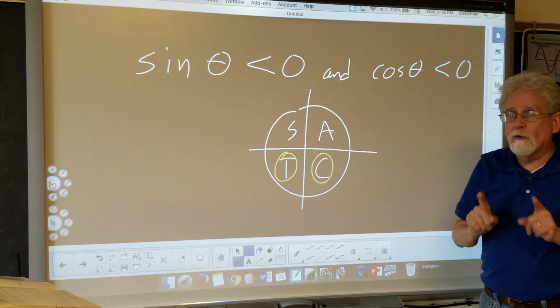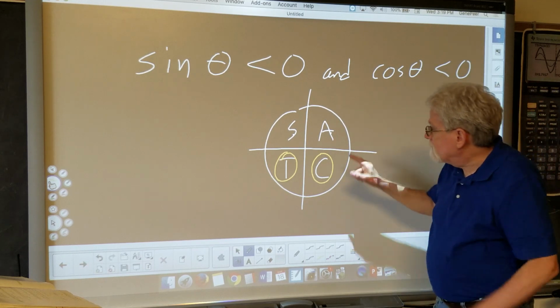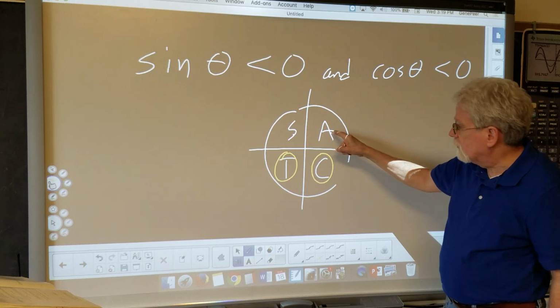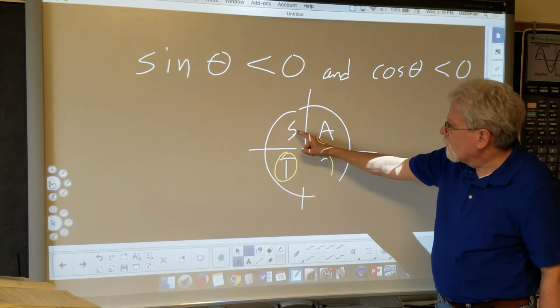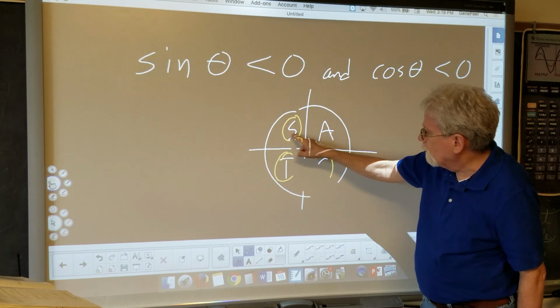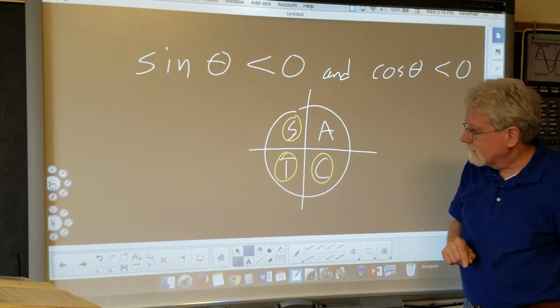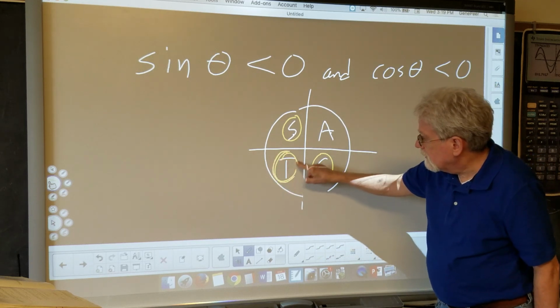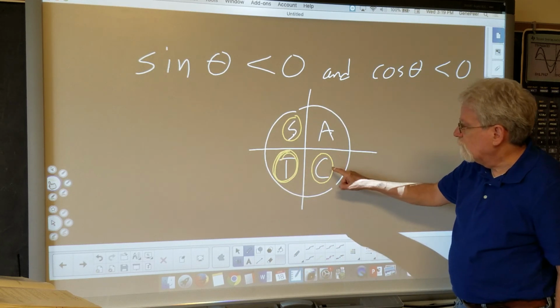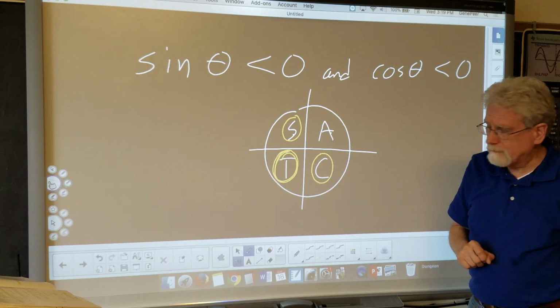Well, where is cosine negative? Well, they're all positive here, so that's no good. Only sine is positive here. So it could be here. Cosine is negative here. But cosine is also negative here. However, here, cosine is positive.